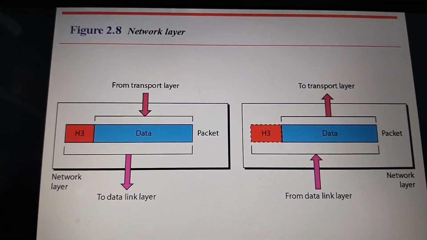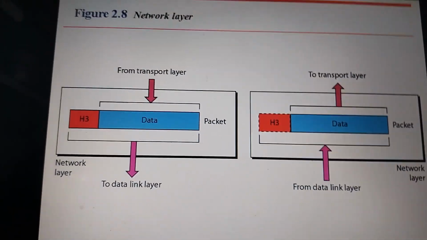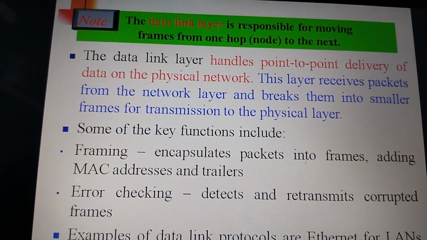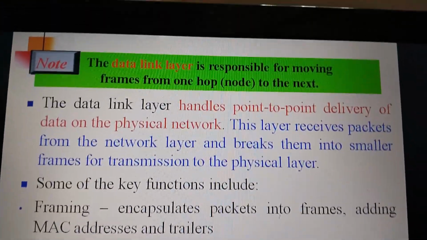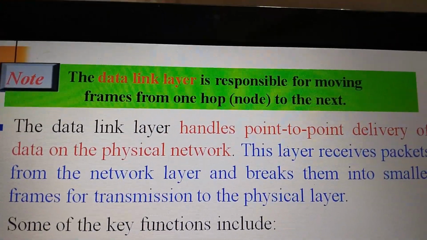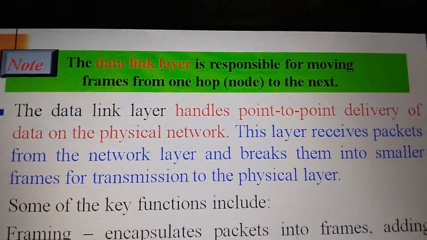And this is the diagram for the network layer. The next one is the data link layer. What is the meaning of the data link layer? The data link layer is responsible for moving the frames from one hop to another hop.